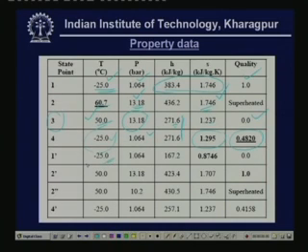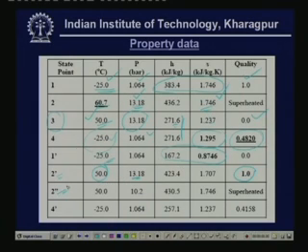Point 1 dash is saturated liquid at evaporator temperature, so you can easily find out enthalpy and entropy. Point 2 dash is the saturated vapor at 50 degree centigrade. You can see that it is saturated vapor, quality is 1, temperature is 50 degrees, pressure is 13.18. So, you can find out the rest of the properties.